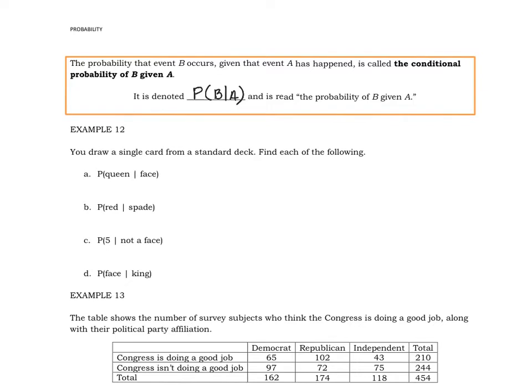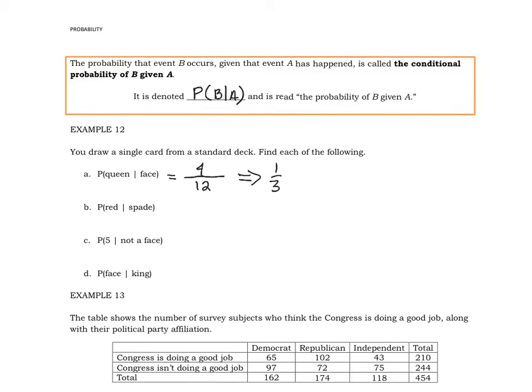So example 12, you draw a single card from a standard deck. Find each of the following. So we're looking for the probability that the card is a queen given it's a face card. So given it's a face card. Well, there are 12 face cards. How many queens do we have? 4. Okay, let's go ahead and reduce that.